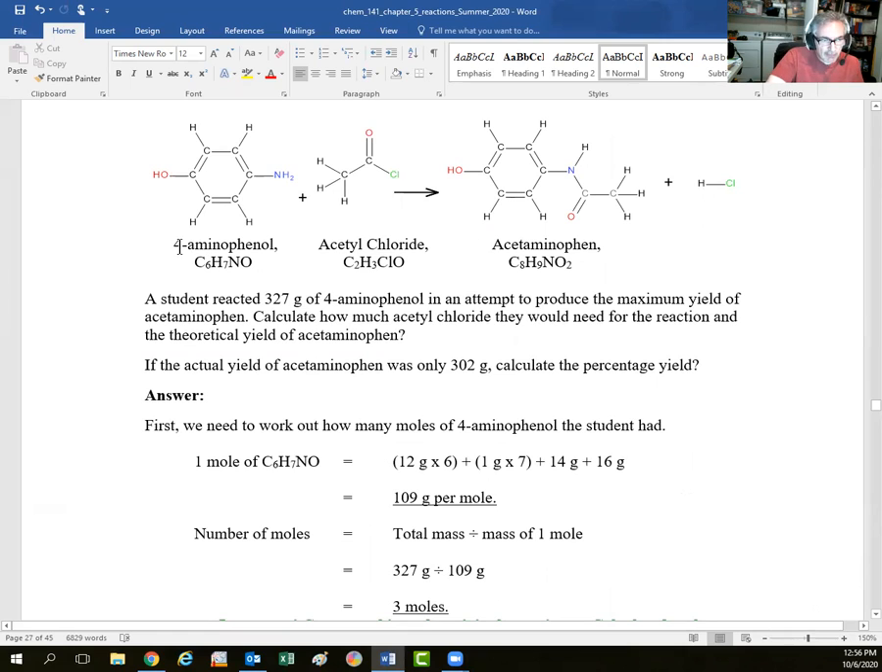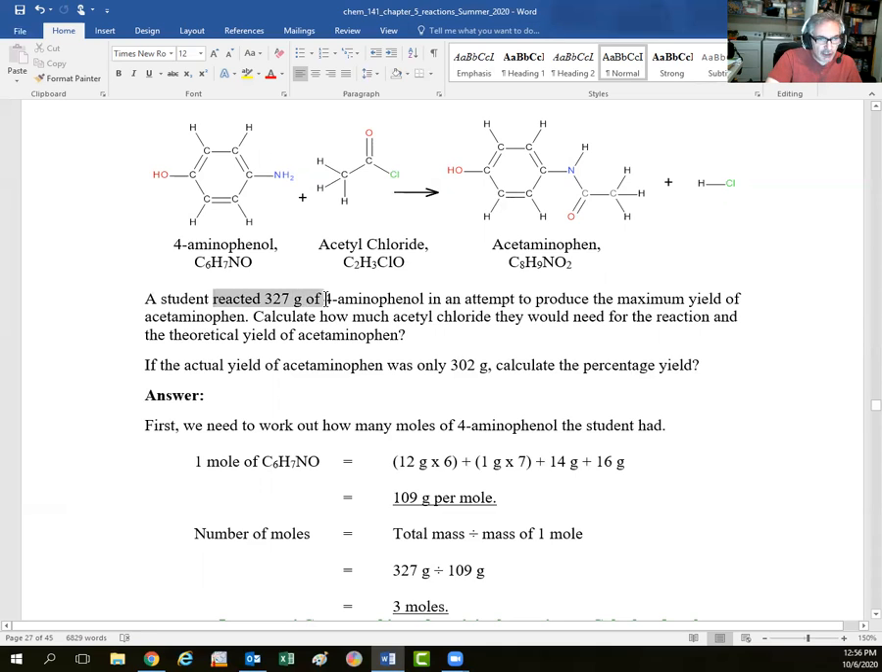And so the reaction involves this compound 4-aminophenol, C6H7NO, and that combines with acetyl chloride. They combine by kicking off the chlorine to allow attachment on this side and a hydrogen to allow attachment on this molecule. And so they free up those atoms to allow a bond to form between them, and we get the acetaminophen with hydrogen chloride kicked out as a minor side product.